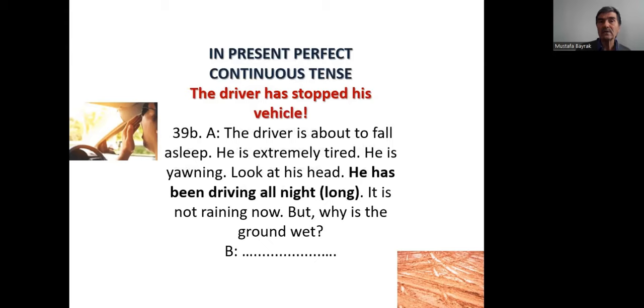Okay. We learned this in the present perfect continuous tense, for example. Look at the driver. The driver has stopped his vehicle. Look at him. It's happening now, okay? It's about the present. The driver is about to fall asleep. He's extremely tired. He's yawning. Look at his head.